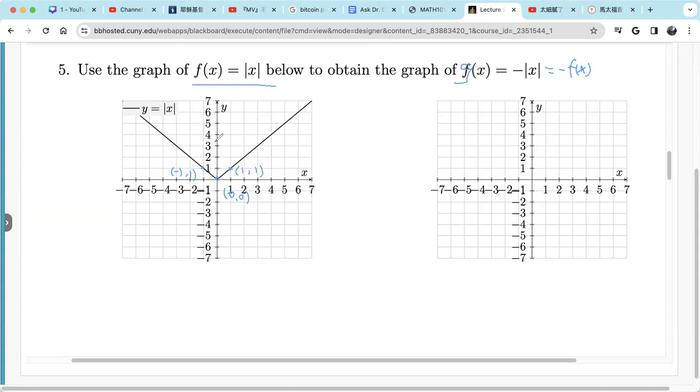3 points. But here you see negative f of x. So that means the y value, the function value, becomes negative. So before with the (0, 0), or negative 0, still 0, so we still get this point. But before with the (negative 1, 1), now the second number, the function value 1, is a negative 1. So we have (negative 1, negative 1). We have this point. (1, 1) before, now the function value, the second number, is negated. So we have (1, negative 1). We have this point. Right? So that's the graph.